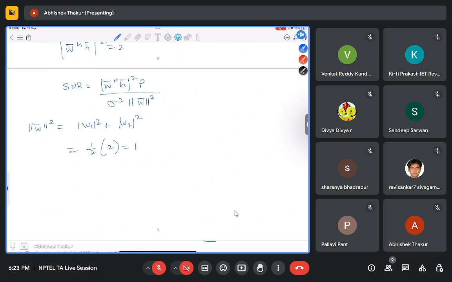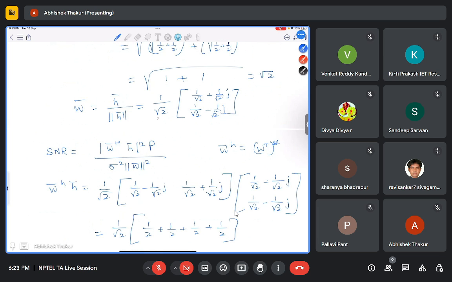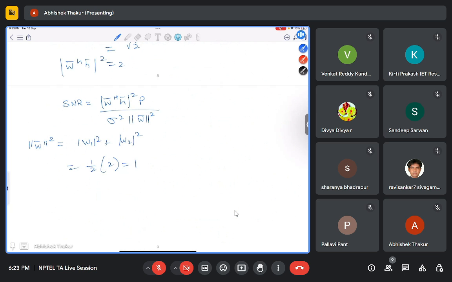If you calculate from W1 and W2, like this is our W1 and W2, when you do this calculation, the answer will be 1. So the final SNR value will be 2 into P divided by sigma squared, the noise power, which is given as half, into 1. So it will be 4P. So this SNR value by maximal ratio combining is 4 into P. So in this way we can find it. Now we will move to the questions.